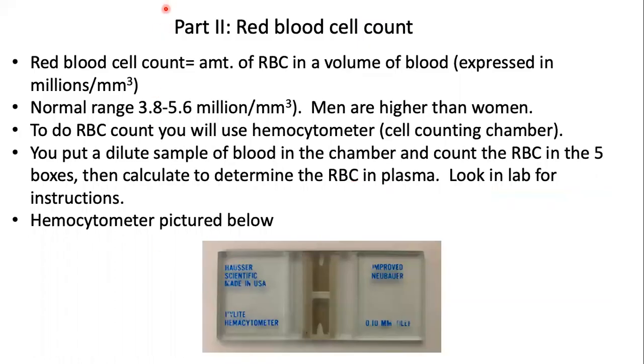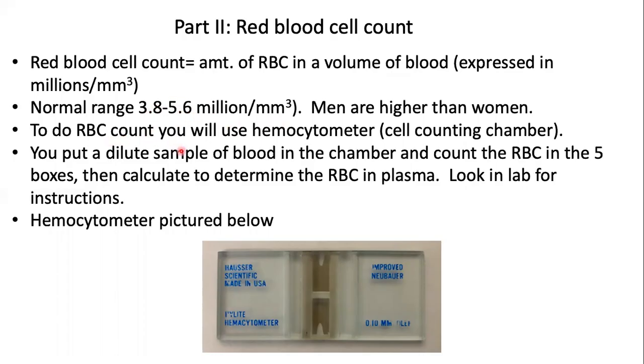The last one is a red blood cell count. So this is part 2. I actually took 2 labs and stuck them together. The red blood cell count is the amount of red blood cells in a volume of blood. Be careful, because this is expressed in millions per cubic millimeter. All right, so you don't write your answer as 3,800,000 millions per cubic millimeter. It's 3.8 million per cubic millimeter, 5.6 million per cubic millimeter. Normal range, females 3.8 to about 4.5, and then males 4.5 to 5.6, right?